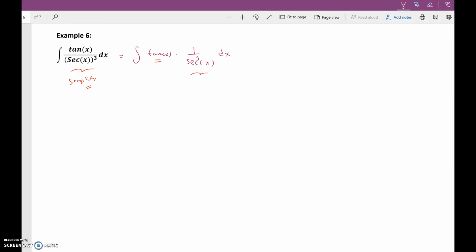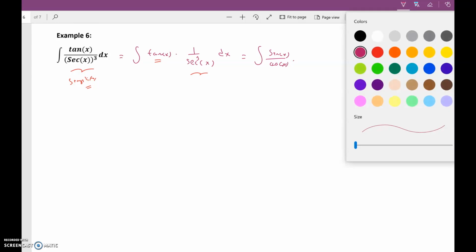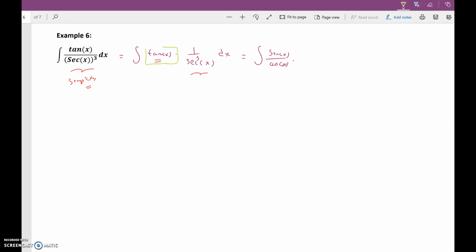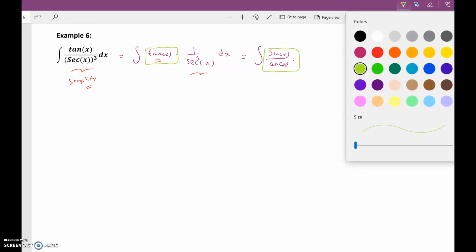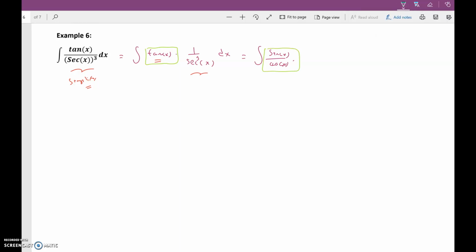This may work. So what I'm going to do is rewrite the integral as, well, technically the sine of x over the cosine of x. So technically that's your tangent function. And then on the secant, I'm going to rewrite it as a cosine. So this will be a cosine to the third power of x dx.